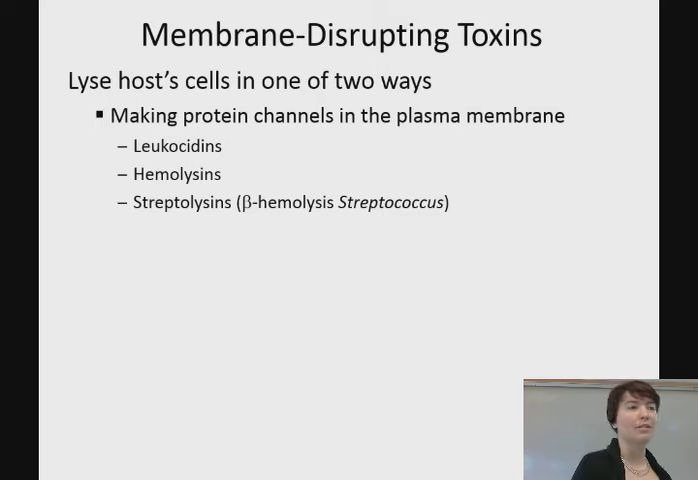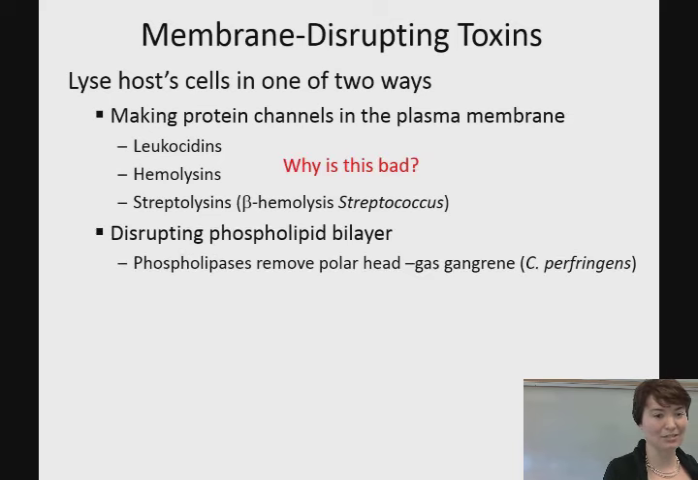Why is this a problem? If you blast holes in the membrane of a cell, why is that going to cause problems? Yeah, stuff's going to leak out, and other stuff's going to leak in. It's a really bad situation. So that's what some of them do.